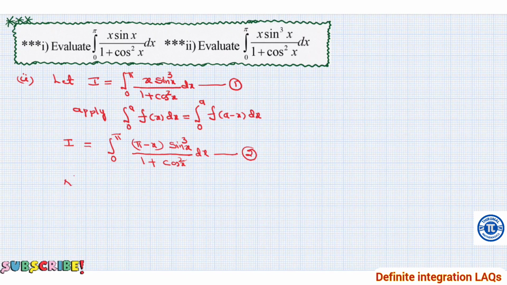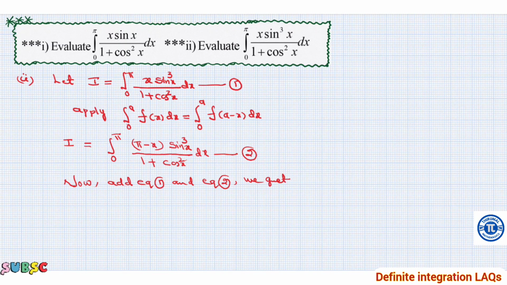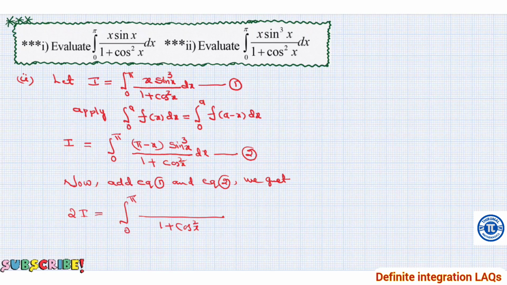Now add equation number 1 and 2. We get on the left side I plus I is 2I, equal to integration 0 to pi. The denominator is common in both equations, so we get LCM 1 plus cos square x. In the numerator, sin cube x is the common term. In the first equation x, plus in the second equation pi minus x dx, here minus x plus x is cancelled.